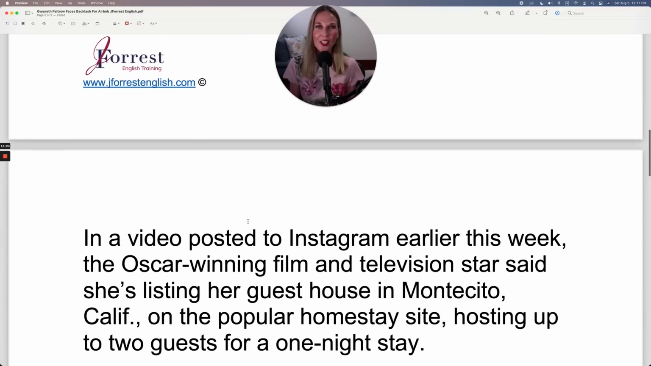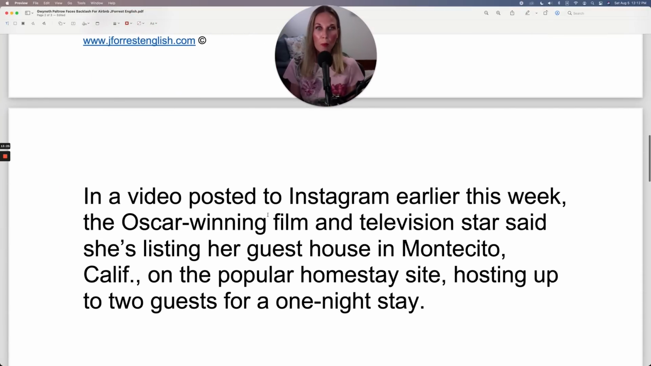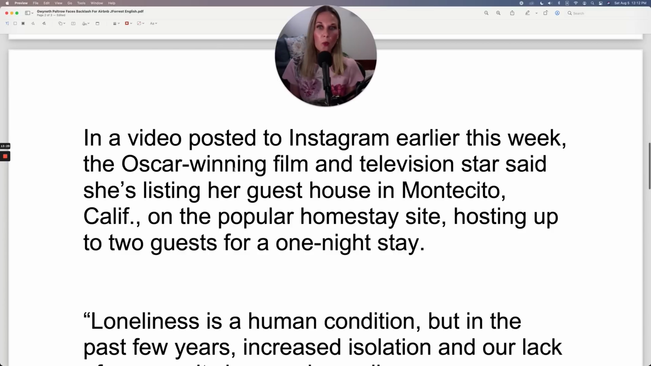Let's continue. In a video posted on Instagram earlier this week, the Oscar-winning film and television star said she's listing her guest house in Montecito, California, on the popular homestay site, which is Airbnb. This is the popular homestay site, Airbnb, and I know that because they previously mentioned Airbnb.